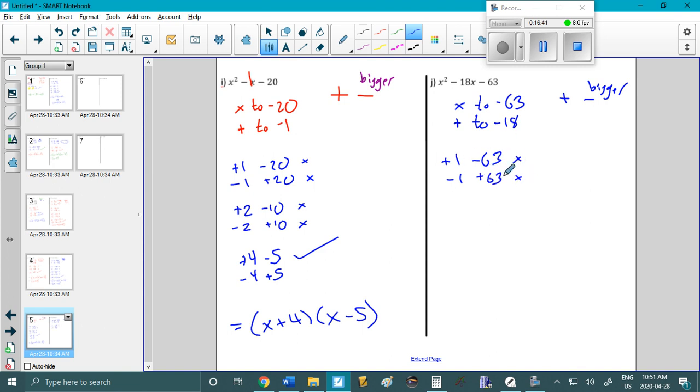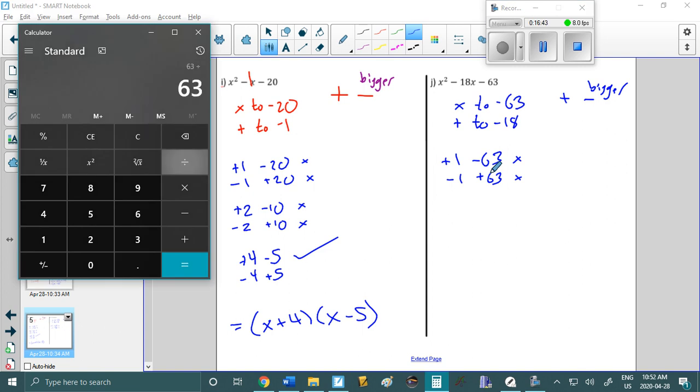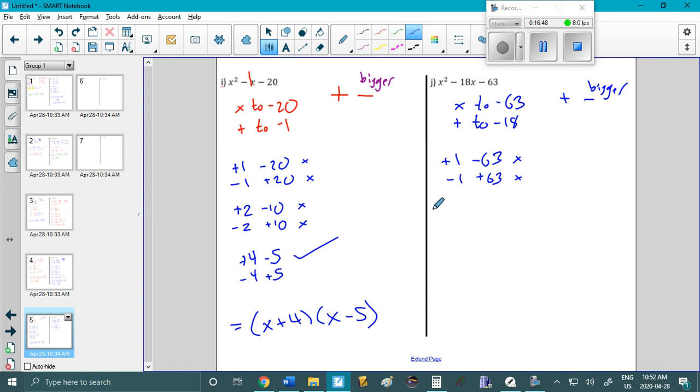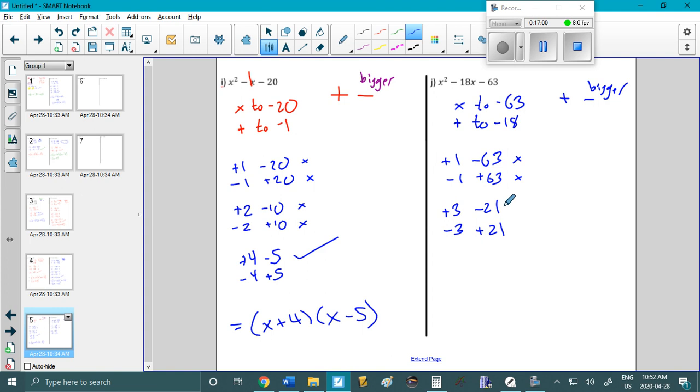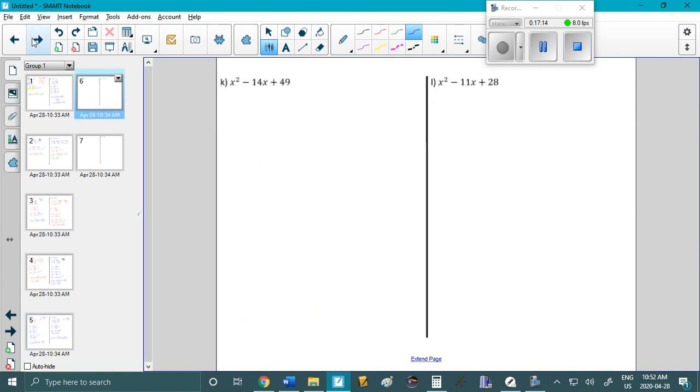There's just no way. So 63 divided by 2, nothing. 63 divided by 3 is 21. So plus 3 minus 21, or negative 3 plus 21. So 3 minus 21 is negative 18. So those are my numbers. This one's not. So we get x minus 3 and x plus 21. I didn't need to check the last one because I already found my answer. All right, 4 questions to go.